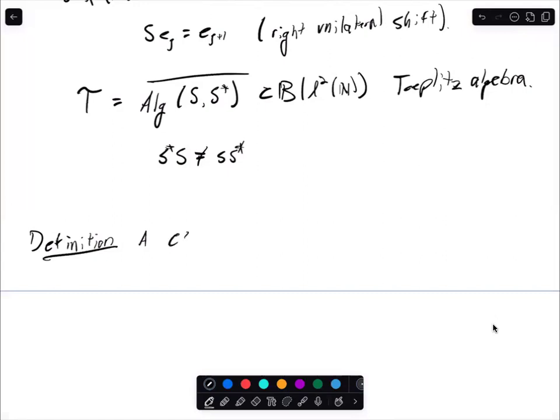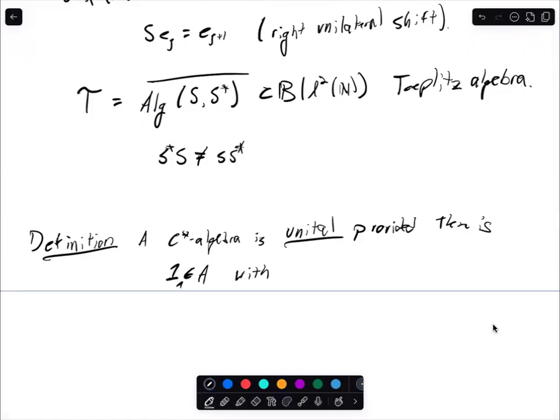So a C-star algebra is unital provided it has a unit, meaning there is an element which we'll denote by 1_A with the property that 1_A times multiplication on the right is the same as multiplication on the left by this thing, 1_A, and that's the same as the original element, for any operator in your C-star algebra.